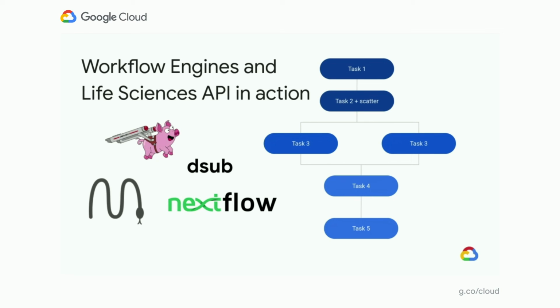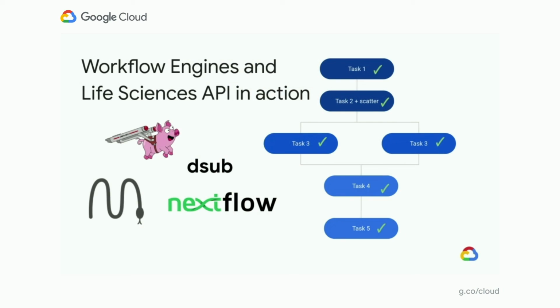The Life Sciences API makes it easy for the developers of these workflow engines to build quickly on top of Google Cloud, and also include tools that allow you to debug your pipeline or generate data that can be used to analyze your pipeline, and calculate the compute costs of a pipeline or a particular step in the pipeline.